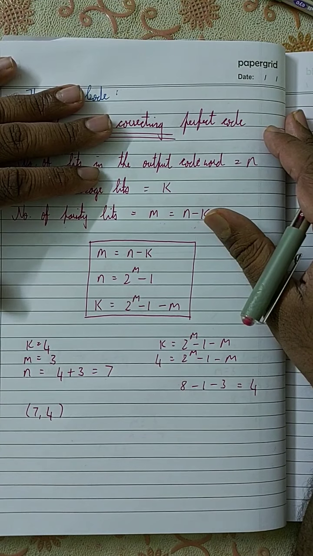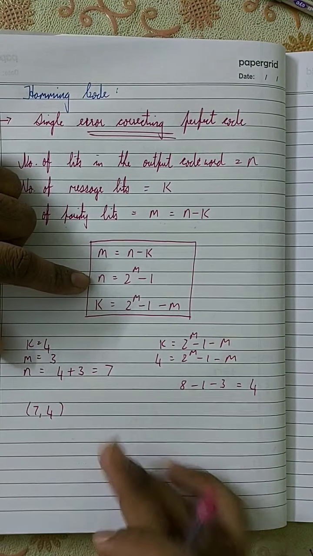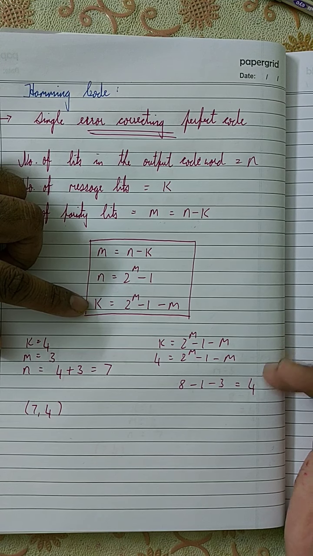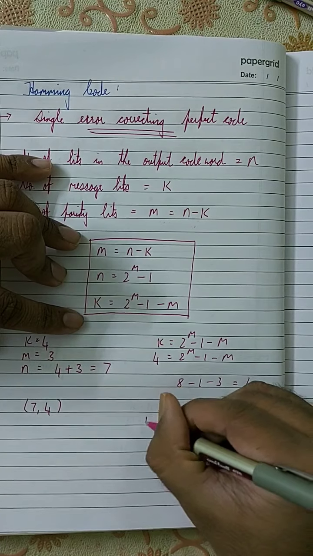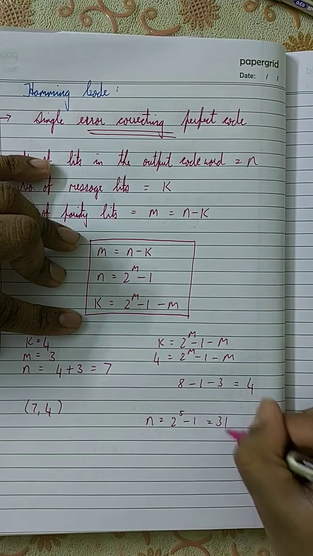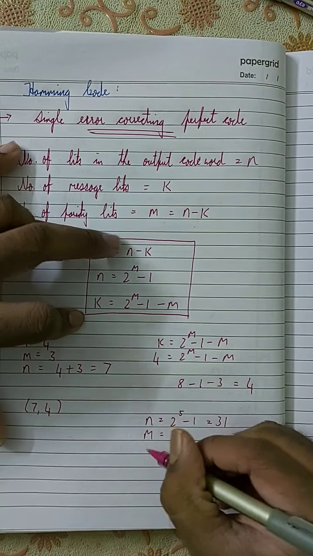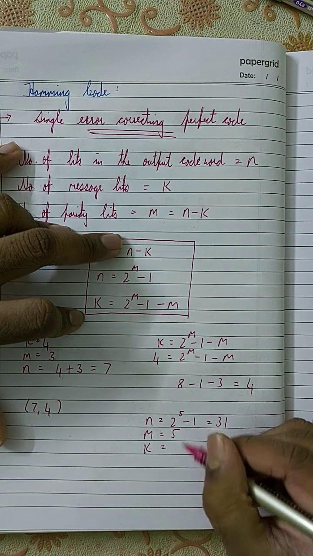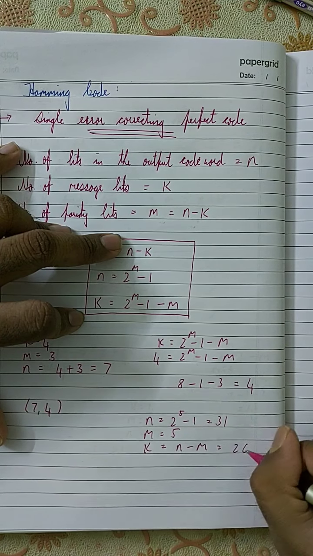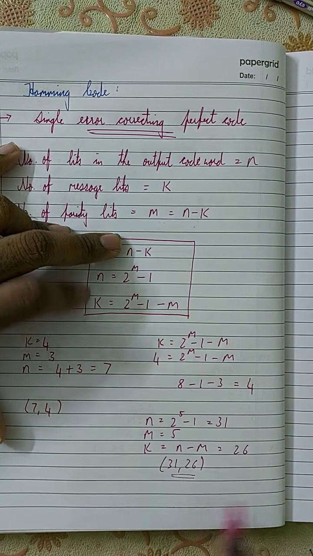Okay, let's take another example. Let's start with the output code word n. We know that 2 raised to 5 is equal to 32, right? So that means n is equal to 2 raised to 5 minus 1, so n is equal to 31. And here m is equal to 5. So what is the value of k? The value of k is n minus m, which is equal to 31 minus 5, which is equal to 26. So which means 31 comma 26 is another example of a Hamming code.